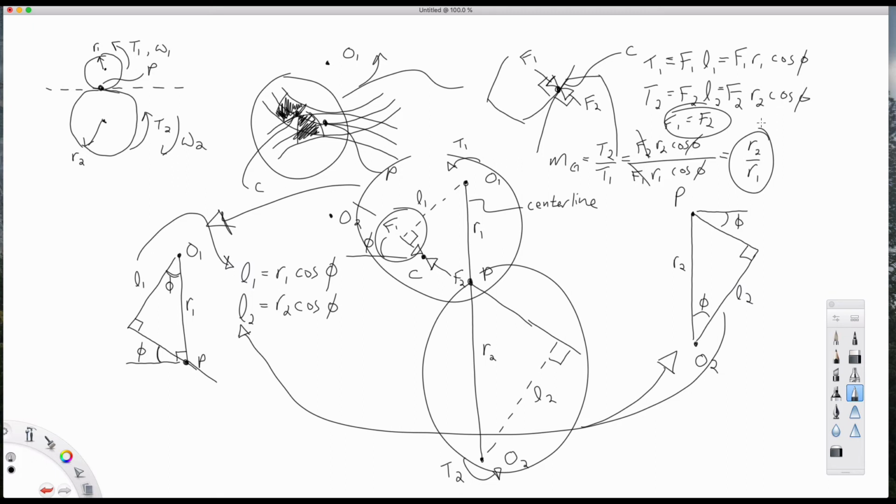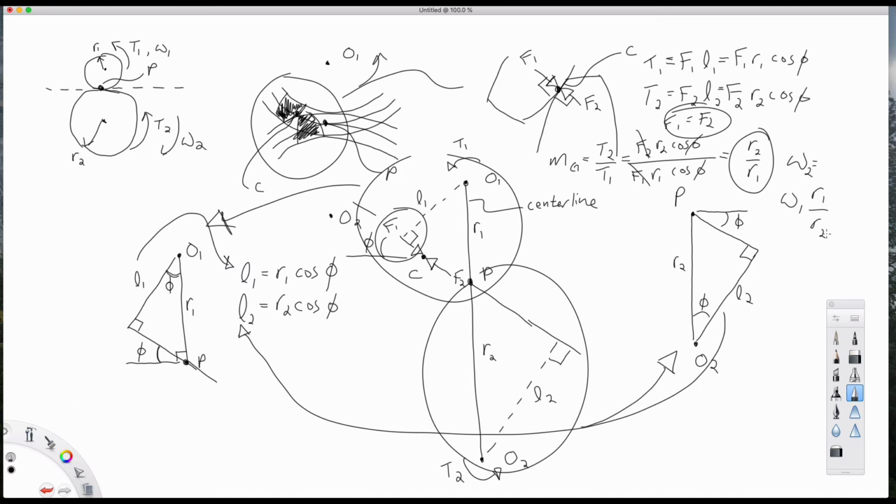And then we can think back to how we defined the speed ratio before. Omega 2, the speed of gear 2, is going to be equal to omega 1 times the inverse of the speed ratio, R1 over R2. This may look pretty familiar, and it may be nothing surprising, but something important to pay attention to is that we've derived this in a way that's quite general.